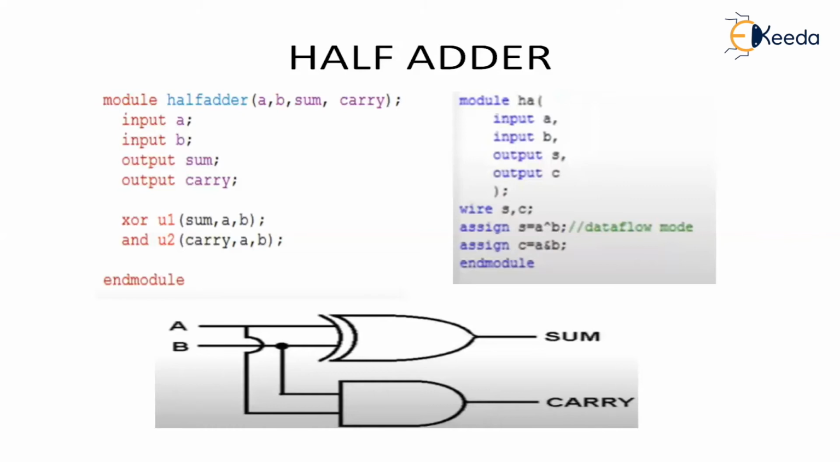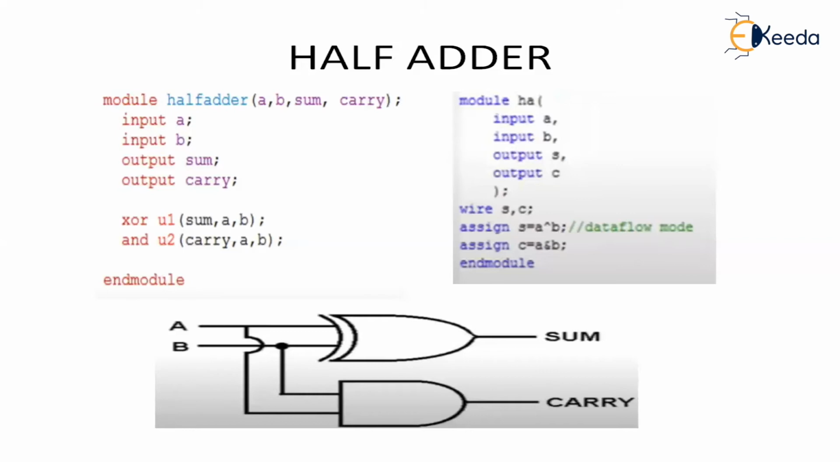So XOR of U1. I'm going to give the name U1 to my gate. So XOR of what is the output? The output is sum. First you have to specify the output and then you have to specify your inputs. So XOR is the gate, and the gate name I am giving as U1, and inside the brackets I have mentioned sum comma A comma B.